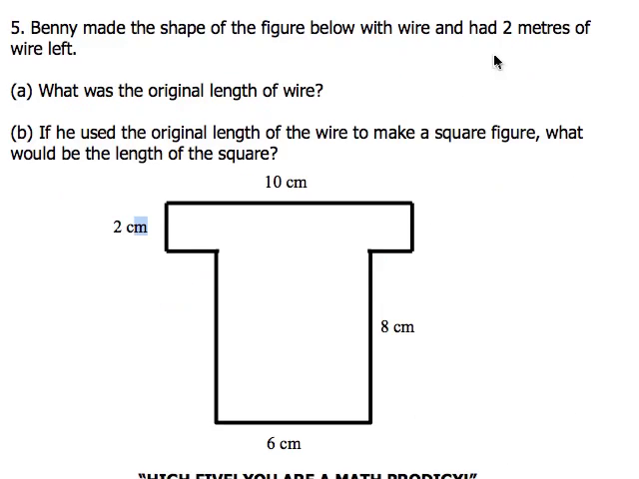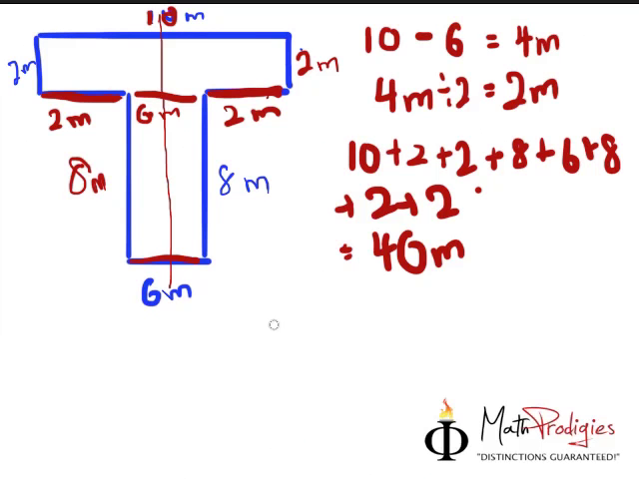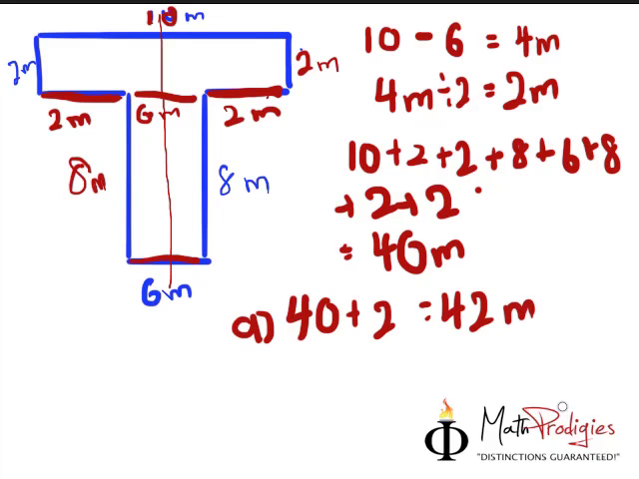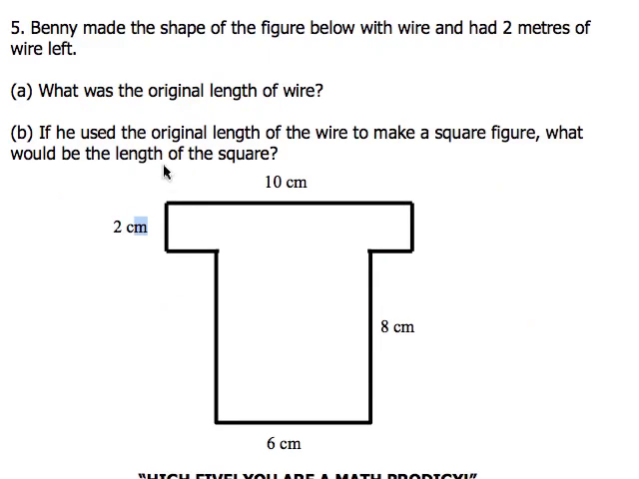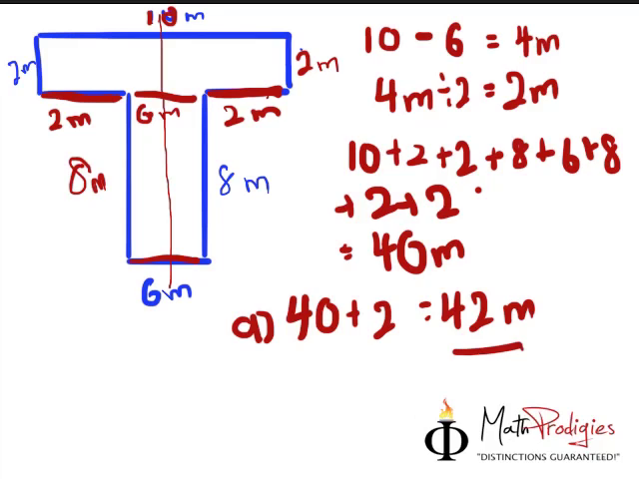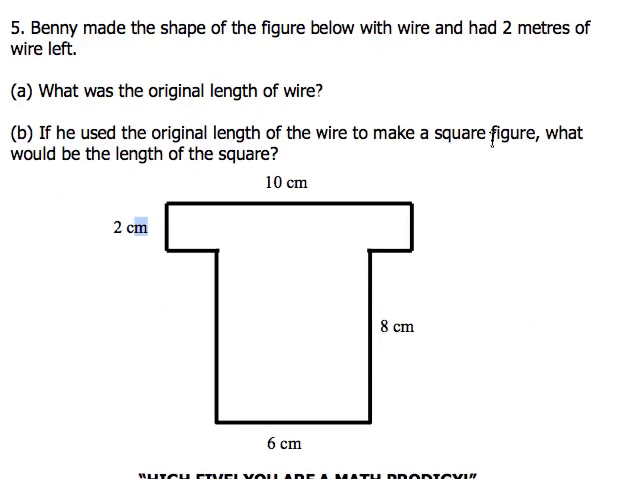Okay, and he had 2 meters left over, which means that the original length of wire is 40 plus 2, plus 2 gives you 42 meters. Okay, very simple. Now, the final part of the question is part B. It said, if he used the original length of the wire, which is 42 meters, and he made it into a square figure, what would be the length of the square?